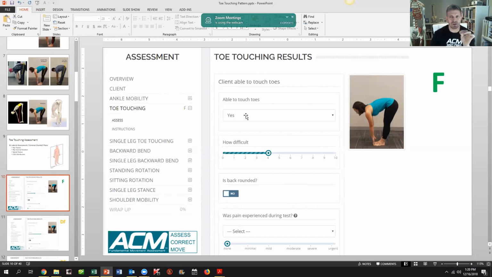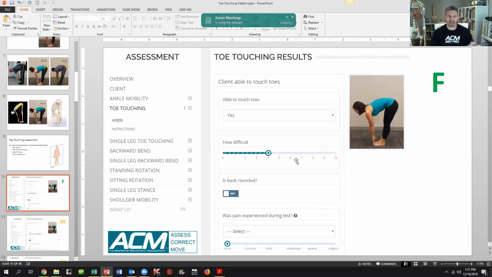If someone can touch their toes, the window will pop up about how difficult that was, because some people can really force it and they can get to their toes, but it's not a true hip hinge pattern, and they're not getting authentic movement at that hip joint. And so we can scale this from 0 to 10, 10 being the hardest or very hard. So this person can touch their toes at a 4, their back doesn't round. The computer knows that anything 5 or greater is not a true hip hinge pattern. If someone's really struggling to touch their toes, they still get there, I'm not going to count that as a true hip hinge pattern.